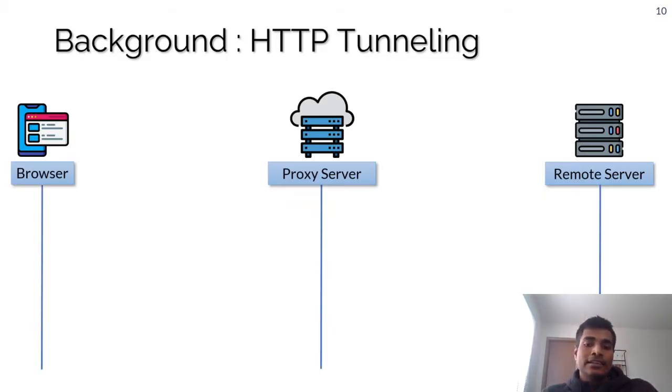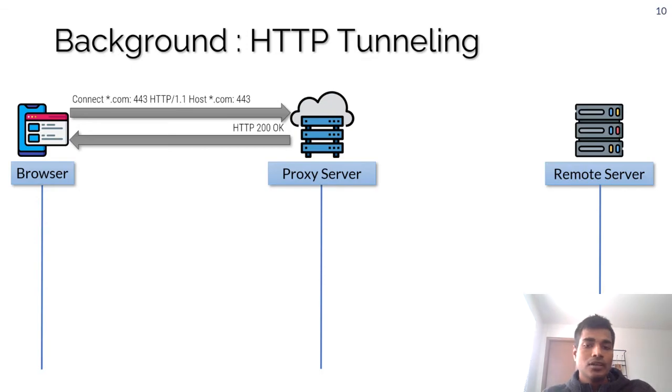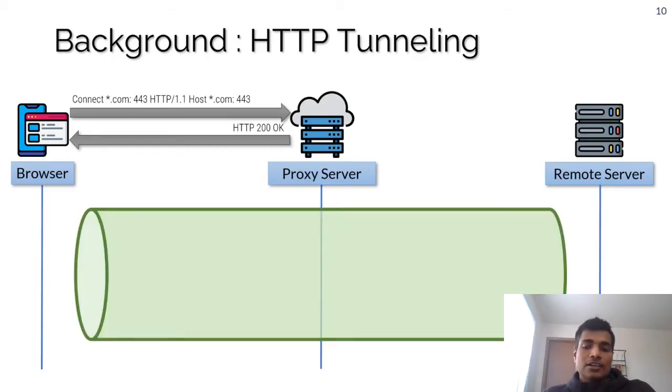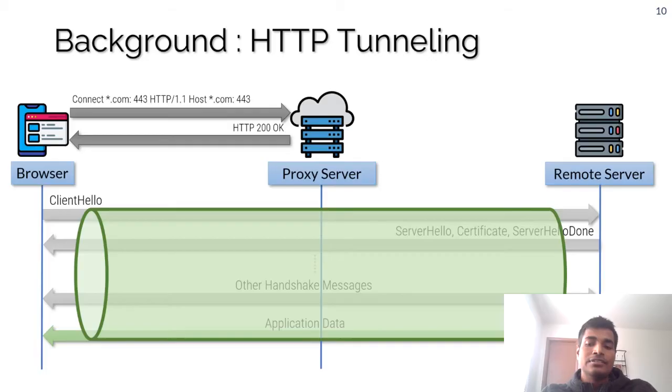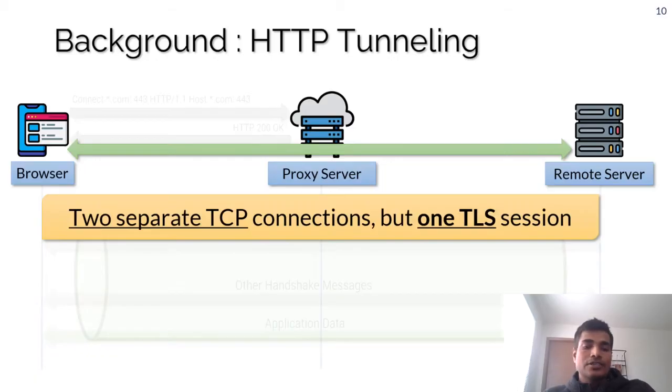In case of HTTP tunneling, the browser sends an HTTP CONNECT request to the proxy server to establish a tunnel with the remote server. The proxy server then tries to create a TCP connection with the remote server. If it is successful, proxy sends an OK message to the browser. Now the browser can start communicating with the remote server using a tunnel, and the proxy server simply forwards all subsequent TCP streams. Here only one TLS session is established between the browser and the remote server. Thus the proxy cannot decrypt any message.